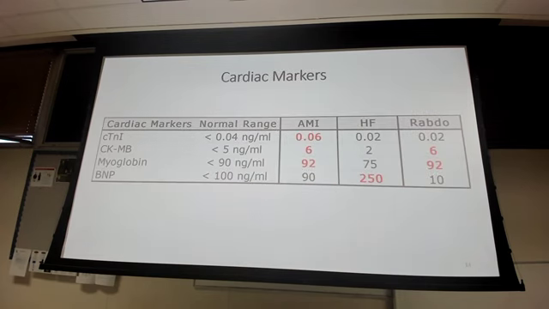Okay, so here's just a breakdown of those cardiac markers, that troponin, CKMB, myoglobin, and BNP. And you see how AMI and heart failure are there? Yeah, so know that. Know that one. Heart failure.